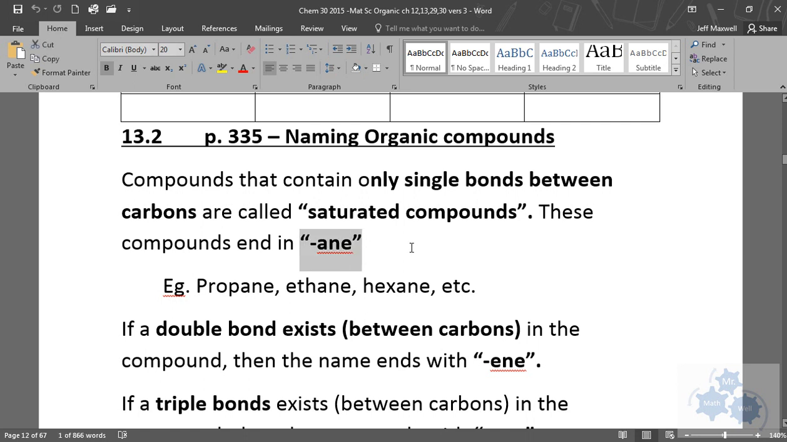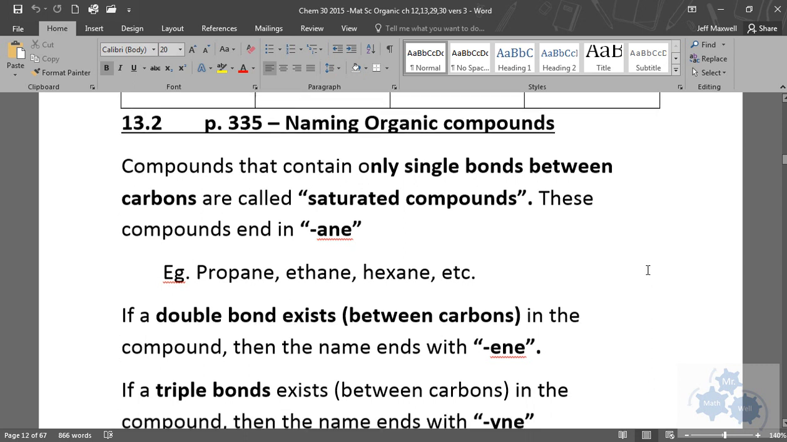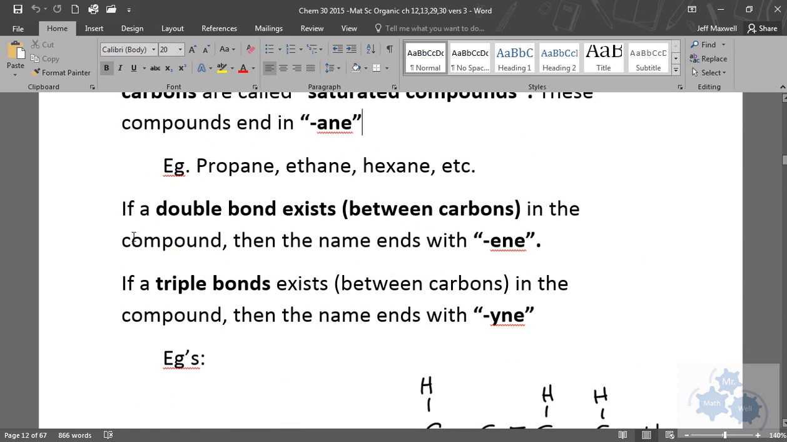So "ane" at the end means that there's only single bonds. Here are some examples: propane, ethane, hexane. We've drawn those before in class. If a double bond exists, then the name of the compound changes to "ene", E-N-E at the end. And that's an indication that somewhere in the chain there's a double bond.